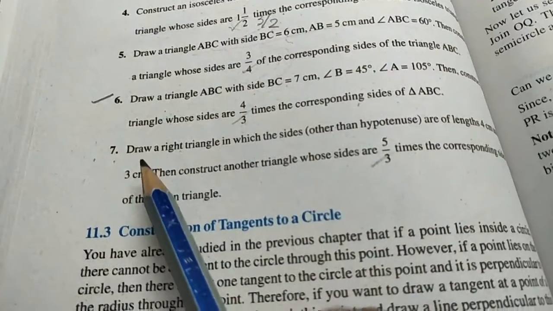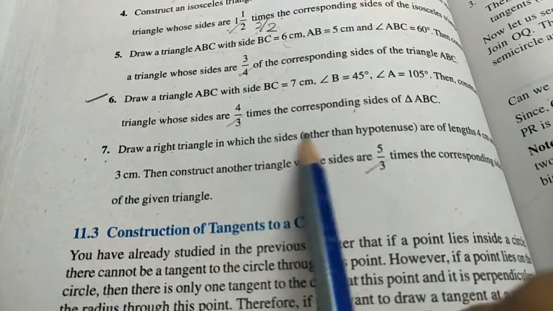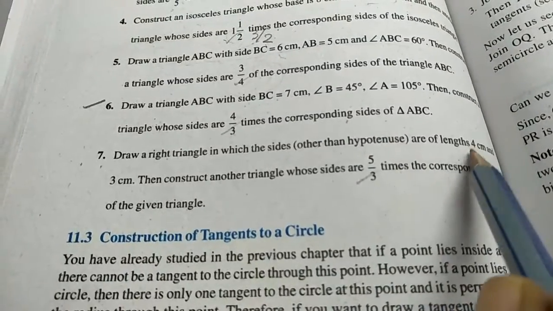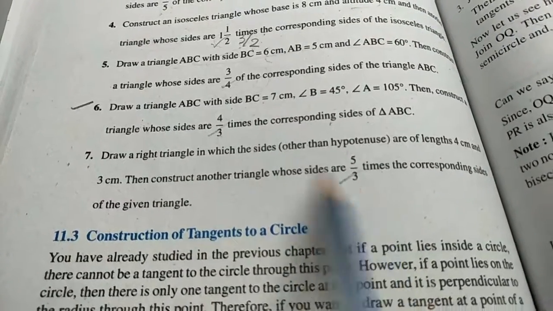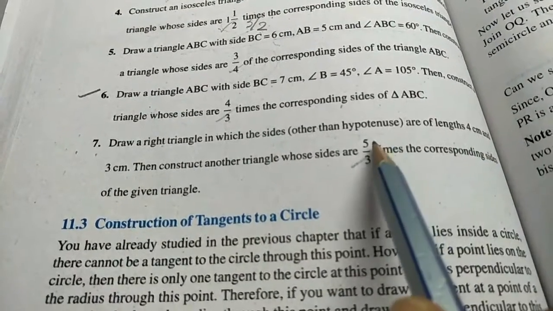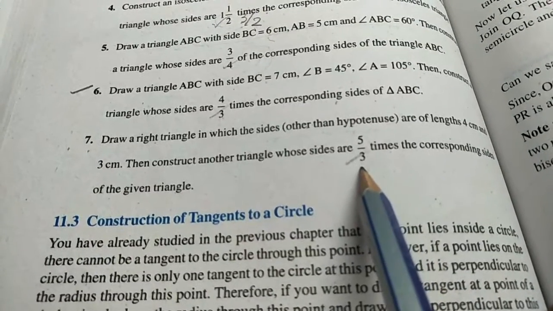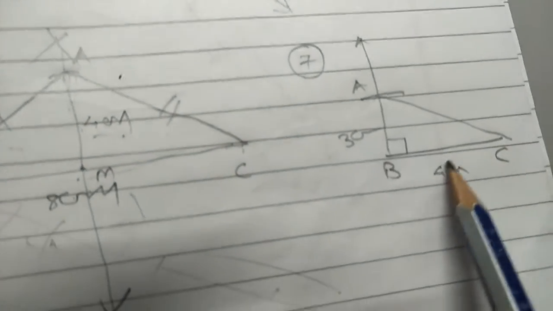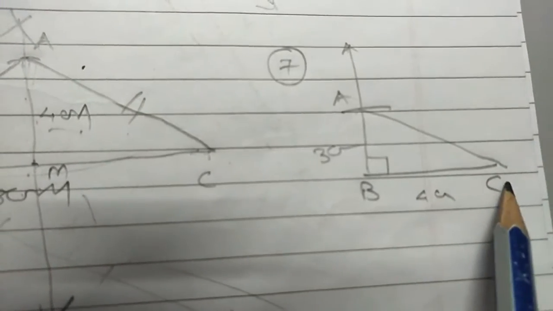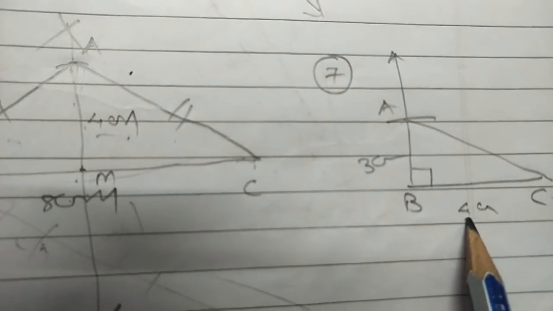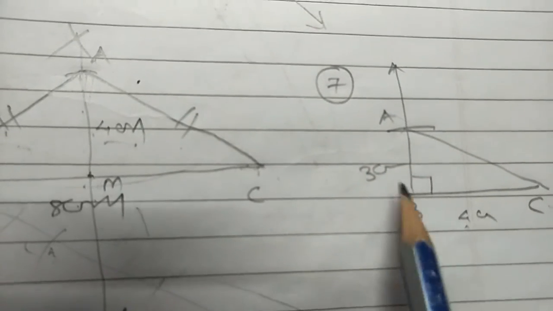Okay. Now next is draw a right angle triangle whose sides other than hypotenuse are 4 centimeter and 3 centimeter, and then again construct 5 by 3 parts. Okay, so first draw this and then make 5 parts and join the third part. Okay, so for that construction, here you have this. Okay, this is your hypotenuse. So this is other than hypotenuse. Okay, here this is 4 centimeter.